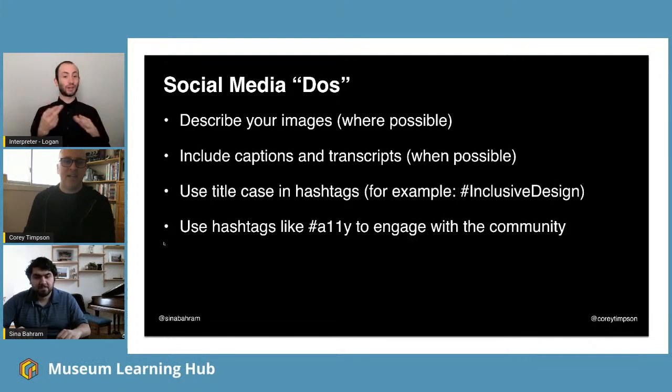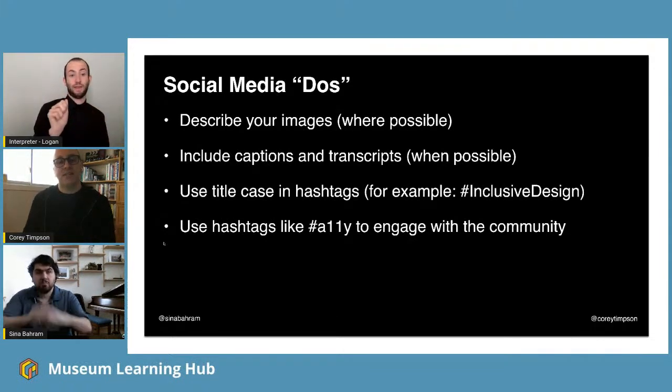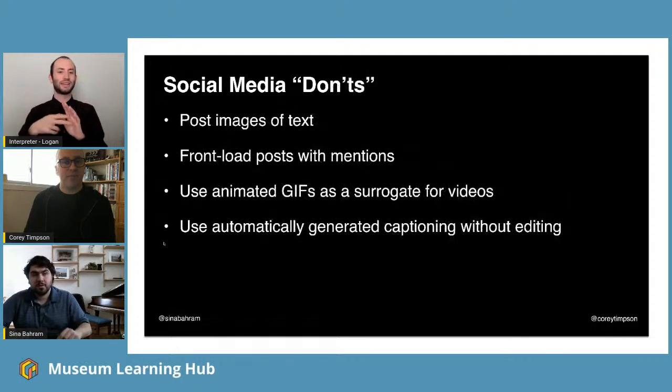Use hashtags like A11Y to engage with the community. This is a numeronym, so 11 is the number of letters in between the A and the Y in accessibility. So if you see hashtag A11Y, that means people are engaging in the accessibility community using that numeronym. And that's a wonderful hashtag to reach out to.